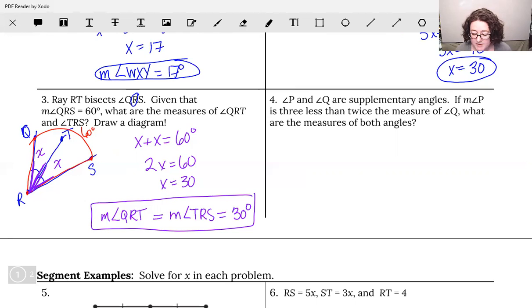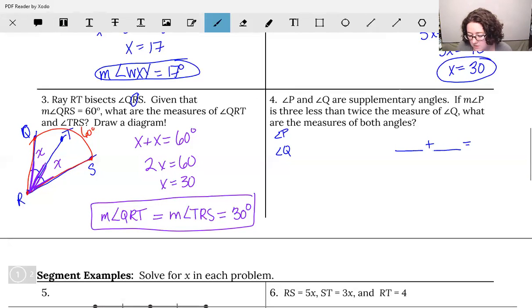P and Q are supplementary angles. If the measure of angle P is 3 less than twice the measure of Q, what are the measures of both angles? So I have kind of a few different things I'm dealing with. So I have angle P and I have angle Q. They're supplementary angles. So overall, I know I'm going to have to do a part plus part equals whole. But if they're supplementary angles, what's the whole? What are they going to have to add up to? 180 degrees.